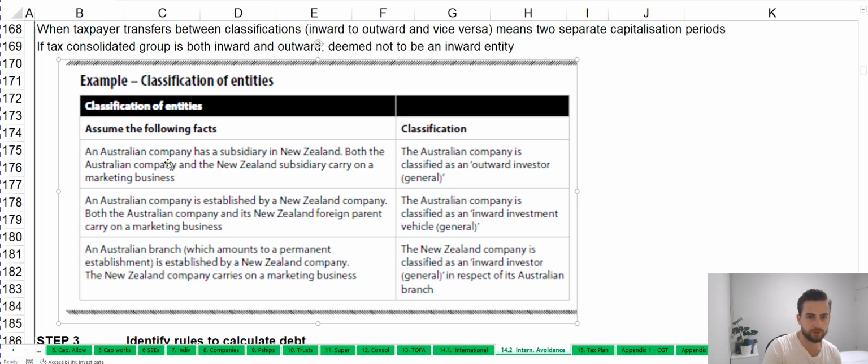So for example, we've got an Australian company that has a subsidiary, meaning they've got a separate company in Australia. So the head company is Australian, it's investing money in New Zealand, therefore it's an outward investor, because this is from the perspective of Australia. It's an outward investor, and it's for the Australian company because they're the ones with the source of the money. Right, second example is an Australian company established by a New Zealand company, so it's a New Zealand headco establishing another Australian company. The Australian company is a new entity, and both of them carry on a marketing business.